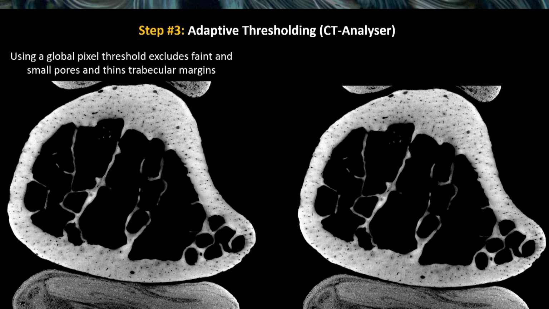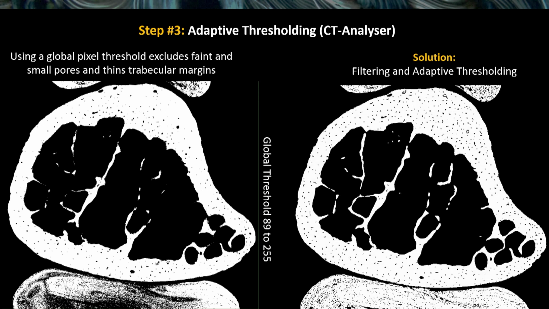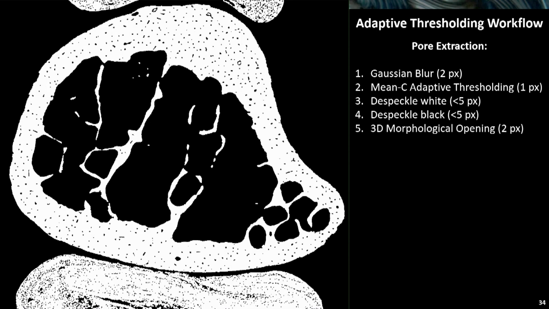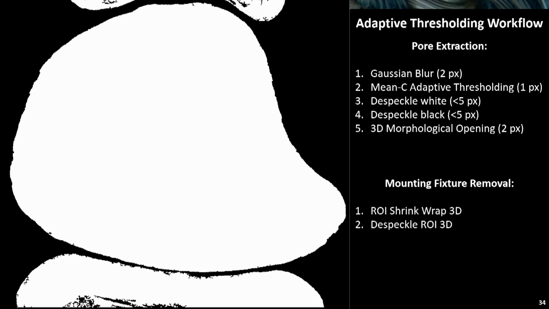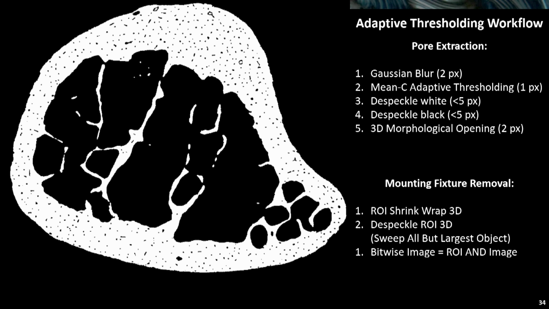I then conducted adaptive thresholding to be able to isolate the small pore structures and trabecular margins without losing them. And I'll just go through some of the steps of that and remove the mounting fixture with the mask.